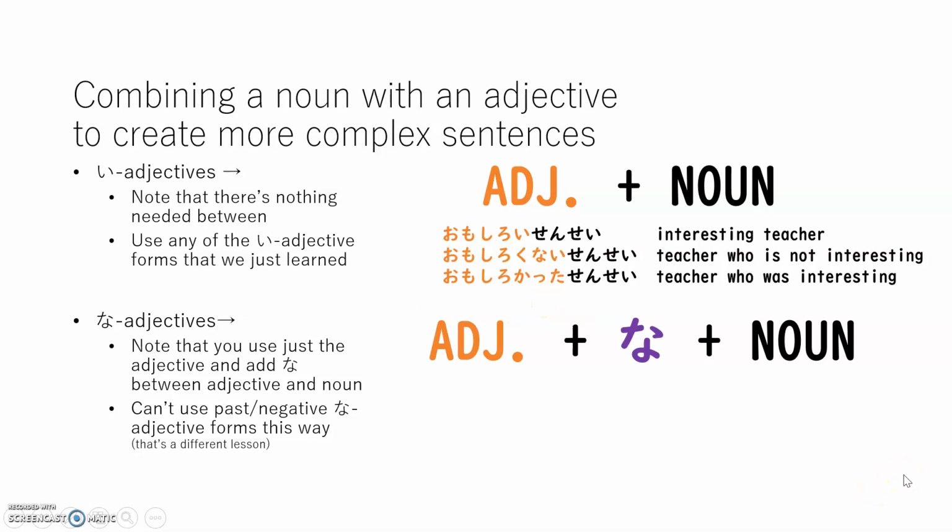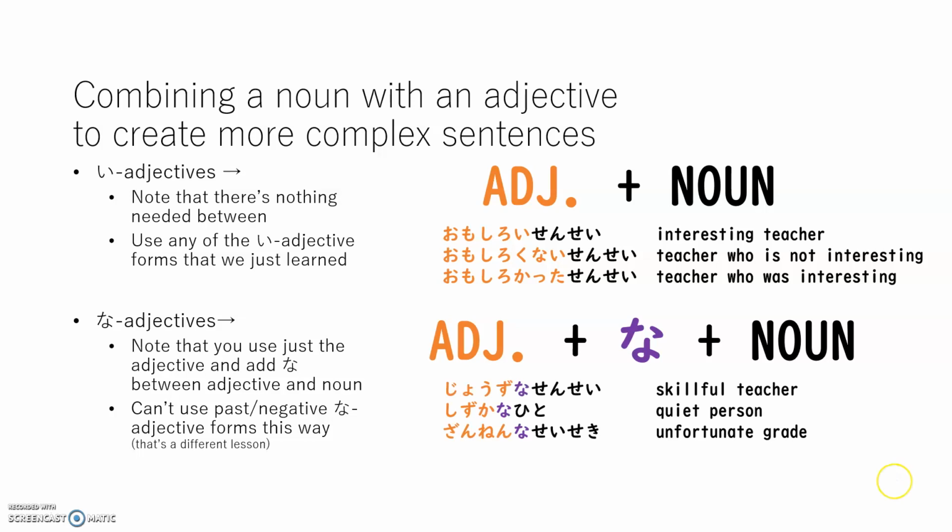Let's take a look at some examples of the na-adjectives. Jouzu na sensei, a skillful teacher. Shizuka na hito, a quiet person. Zannen na seiseki, an unfortunate grade. And as you can see, we can't go into past tense forms because we don't have special forms like that down here with na-adjectives. There's a way to do it, but we just don't have that knowledge yet.